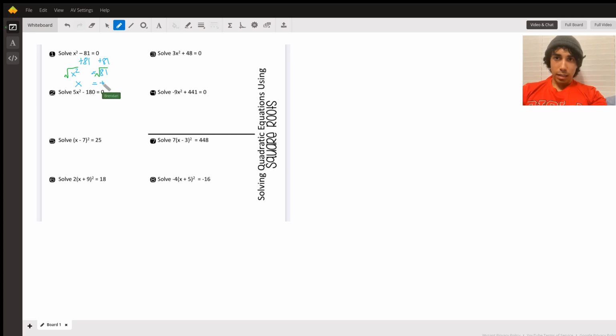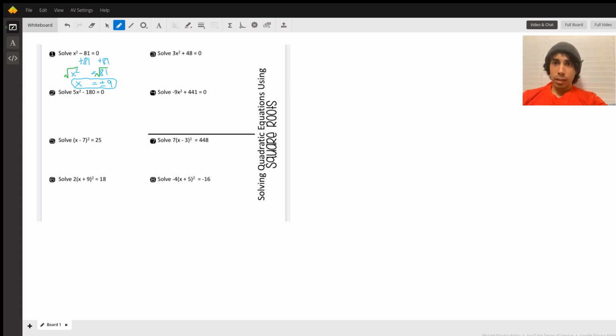And again, anytime you take a square root, it is plus or minus, right? And the reason for that is because negative 9 times negative 9 also gives us 81, because a negative times a negative is a positive. So whenever we're solving for x and we're taking a square root on both sides, you're going to end up with that plus or minus. All right, let's see some more examples.